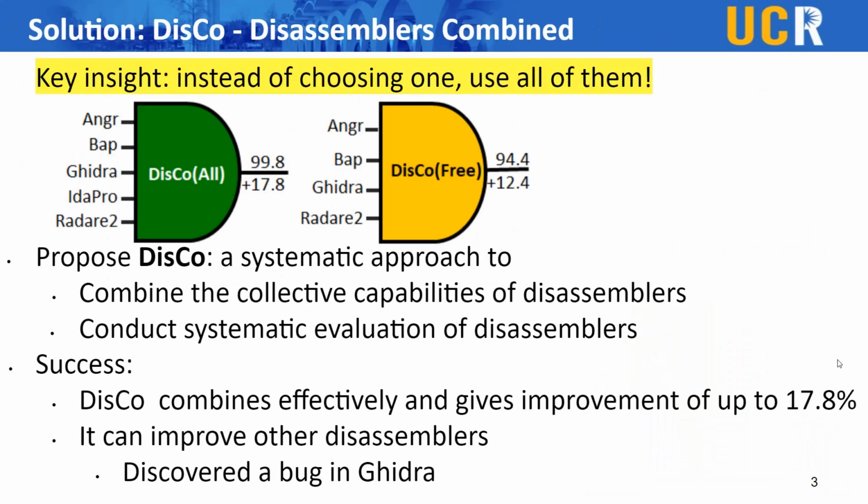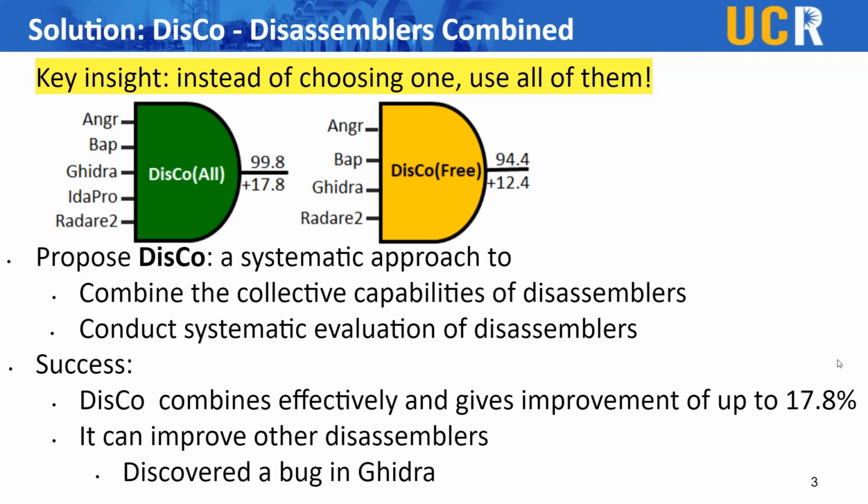So our solution is basically DisCo, which is short for Disassemblers Combined. So the key insight is that instead of choosing the best disassembler, we use all of them to get superior disassembly accuracy. So we are proposing DisCo, which is a systematic approach to combine collective capabilities of disassemblers, and also after doing that we conduct systematic evaluation of disassemblers and also evaluate DisCo as well.